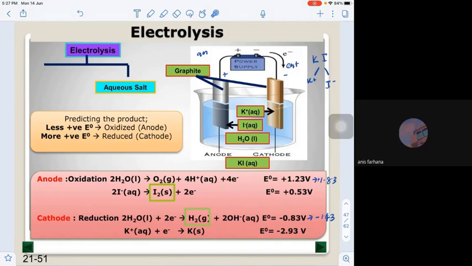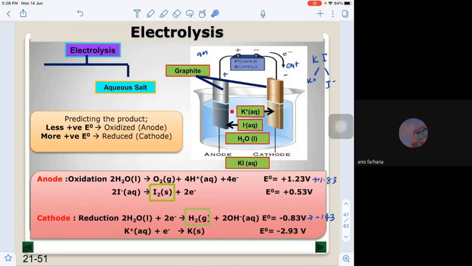So for the anode, we look at those that have more negative value, or less positive value. So 1.83 and 0.53, this is less positive. When it is less positive, it means that it will be easier for the iodide to be oxidized, turning to iodine, so the product at the anode will be iodine solid. We will have iodine solid deposited at the graphite electrode at the end of the reaction.